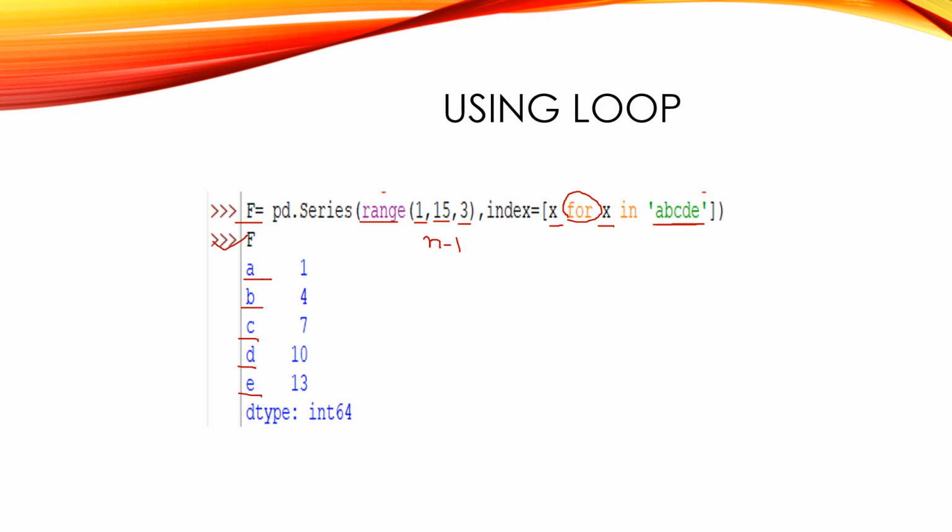The values are printed as per the range: 1 plus 3 that is 4, plus 3 that is 7, plus 3 that is 10, plus 3 that is 13, and plus 3 it would have become 16, but the range was only till 14 as the stop value is 15. Thus the loop ends at 13. The range ends at 13. The dtype here is int64.